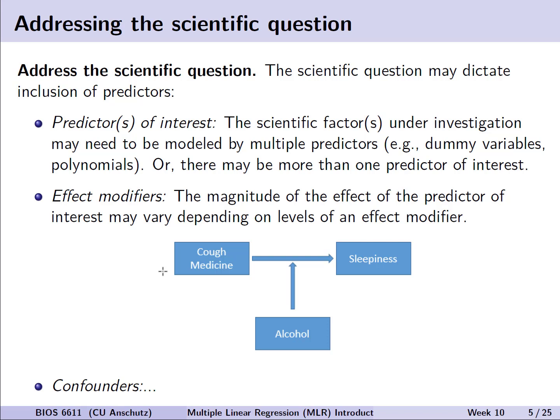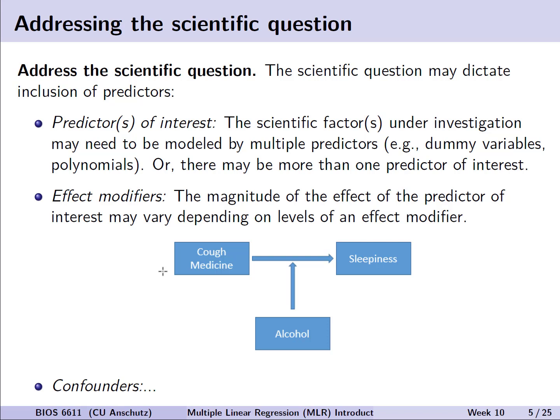But when addressing the scientific question of interest, it may dictate the inclusion of predictors. For example, the predictors of interest may be multiple scientific factors under investigation, which could also be represented in the case of having a multi-category predictor variable with more than a yes, no, or two category value with multiple dummy variables, or potentially we have to include polynomial terms to address our concerns about the modeling assumptions.